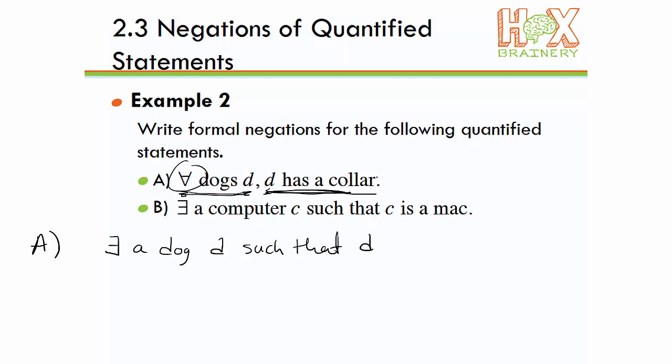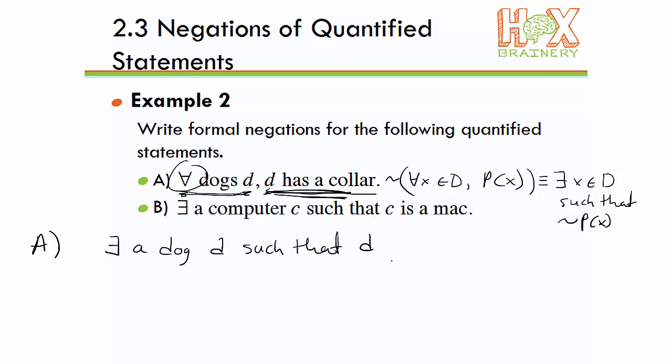So this is like a, for all X in D, P of X. That's the current form. So if we're going to negate it, think back about the theorems we went over. If we negate this, that becomes there exists X in D such that not P of X. So I'm negating this part, has a collar. So I'll say such that D does not have a collar.